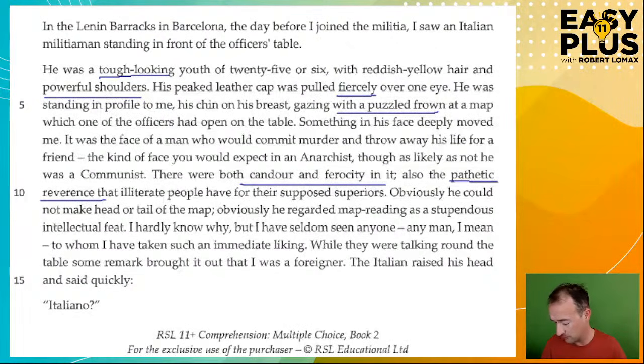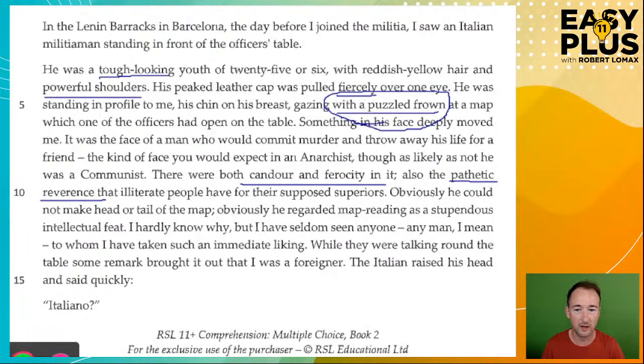Why did he look at the map with a puzzled frown? Okay, so where is the puzzled frown? The puzzled frown is in line 5. In fact, let's change our colour for this so we can see our different underlinings. So we got puzzled frown here, and then we see that he could not make head or tail of the map.